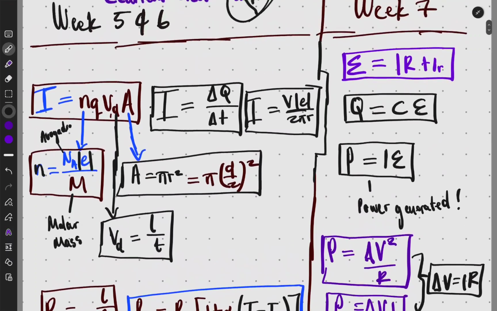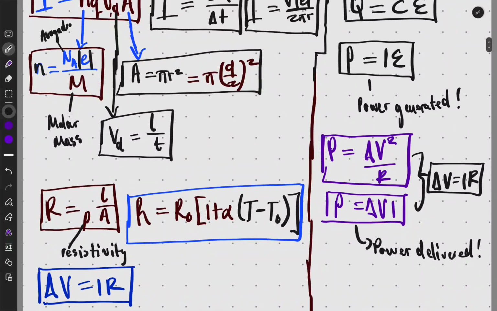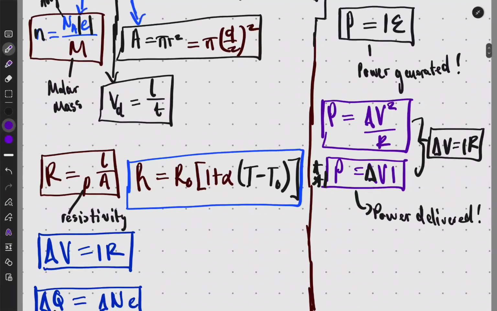You just need to know EMF, maximum charge, power generated, and power delivered, okay. Now, in this power delivered, we usually will be using this one, delta V times I. So put a star on it. This is usually going to be for our power delivered. Now, delta V times I, okay? So this is going to be the one most of the time for power delivered.